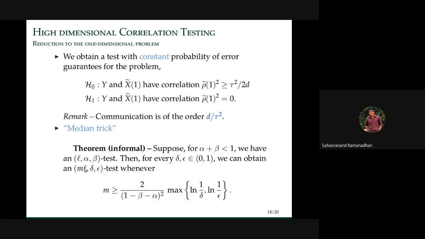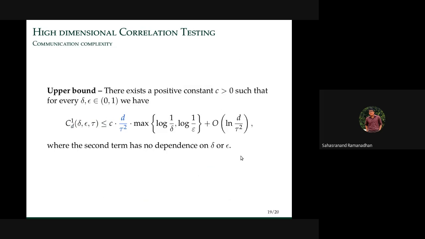So L, as you can recall, and I have written here, is of the order d by tau square, and so mL is this bottom term times d by tau square. So the overall communication is given by d by tau square times this term. So this is the communication incurred by the scheme for this high dimensional correlation testing. But again, we have to ask the question, is this the best that we can do? So towards that, we would like to establish a lower bound.